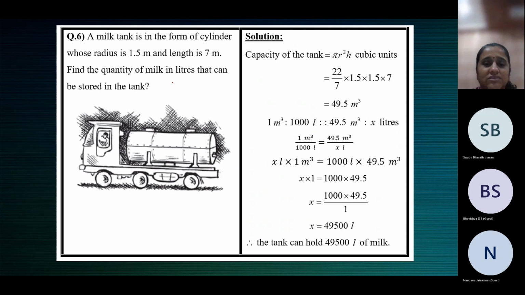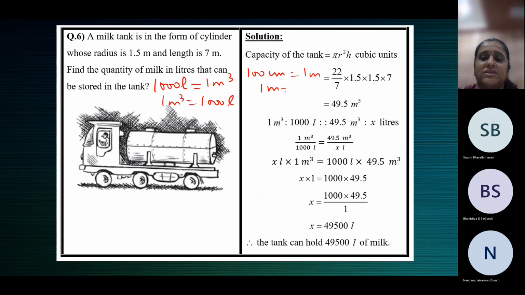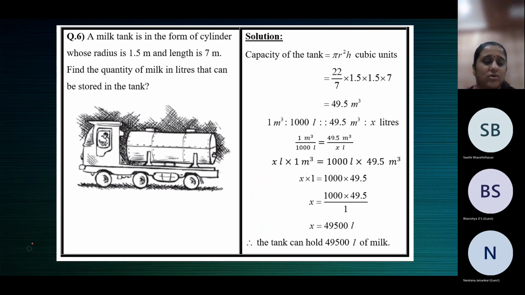Children, I'll write the relation again. We know that 1,000 liters is 1 kiloliter. So 1,000 liters is 1 meter cube, or 1 meter cubed is equal to 1,000 liters. Both are correct. Like 100 centimeter is 1 meter, or 1 meter is 100 centimeter. Both are correct.